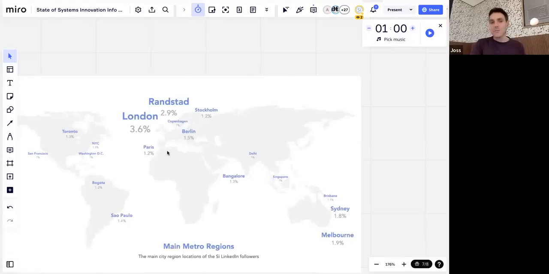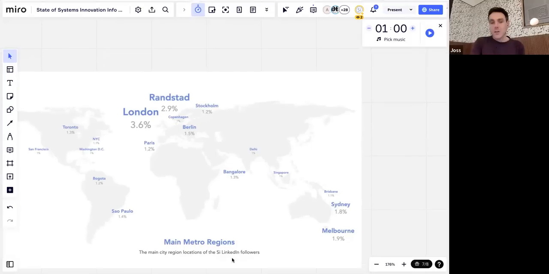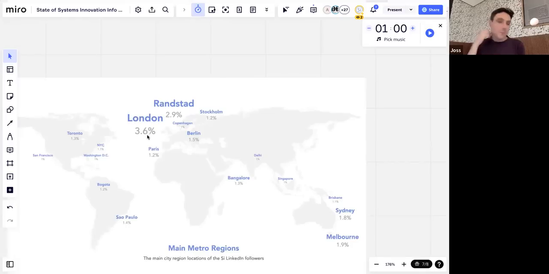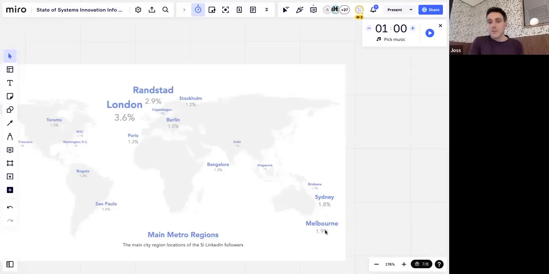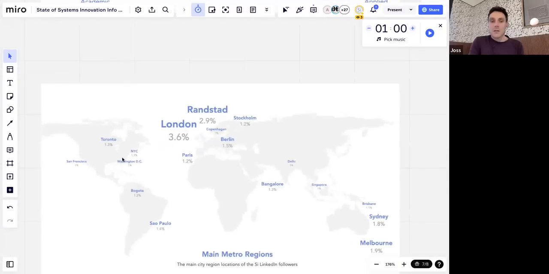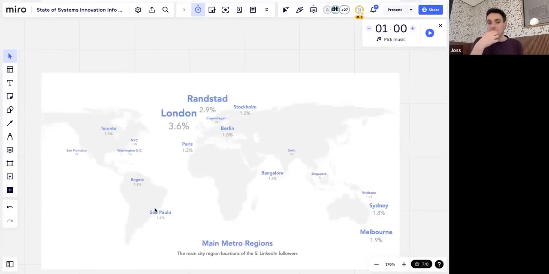We'll go back to the heat map in a minute, but this is quite a useful one. This is the main city regions. You're talking metropolitan areas, the larger metro area of SI LinkedIn followers. You see 3.6% from London and 2.9% the Randstad, which is kind of the larger metro area of everything from Rotterdam to Amsterdam and a few other cities in the Netherlands. But then you can see it's also Sydney and Melbourne, Bangalore and New York City, Toronto, and also Brazil too, Sao Paulo and Bogota in Latin America.